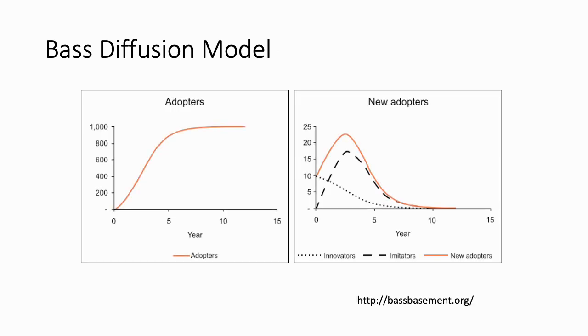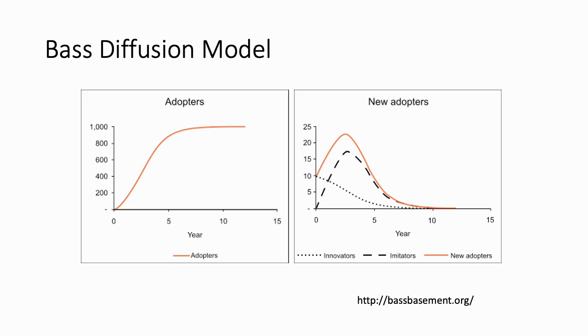Now, here are the charts that describe it. On the left, you see adopters over time on the horizontal, and on the vertical are the number of adopters. And you'll see it follows, we call this an S-curve, because as you can see on the far left, it does start off a little slow, then it catches up real fast, and then it flattens off to an asymptote up on the top.